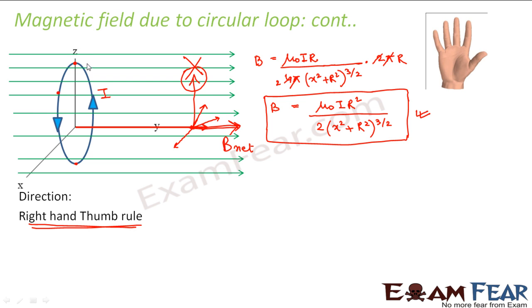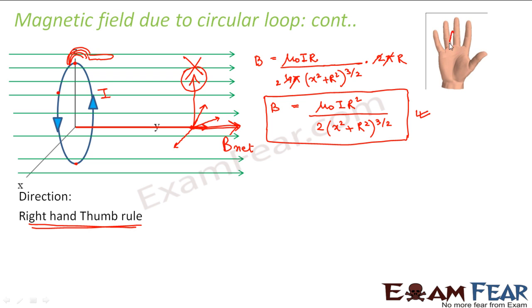So you take all four fingers of your hand this way. 1, 2, 3, 4. These are the four fingers of your hand and this is your thumb. So you keep your thumb like this, you keep your hand in front of you. This is how you should keep your hand in front of your face, right? Now you curl your fingers. The way you are curling your fingers is the way the current is flowing through the wire.